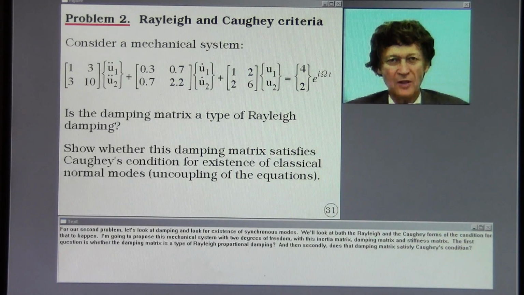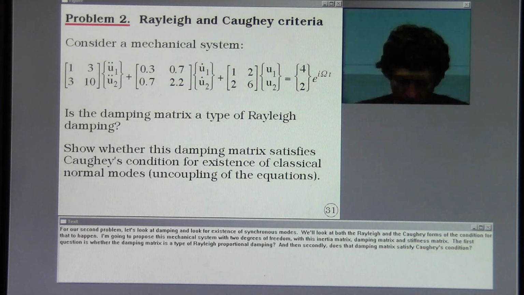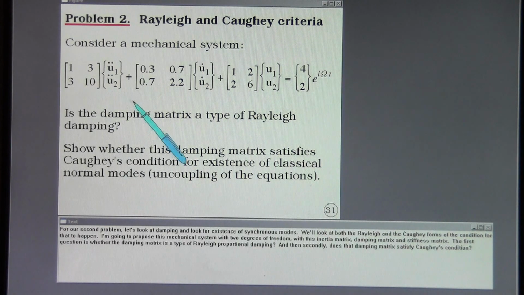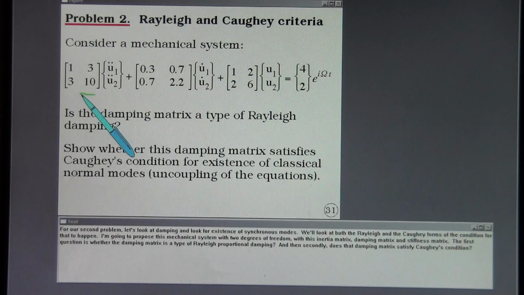For our second problem, let's look at damping and look for existence of synchronous modes. We'll look at both the Rayleigh and the Caughey forms of the condition for that to happen. I'm going to propose this mechanical system with 2 degrees of freedom with this inertia matrix, damping matrix, and stiffness matrix. The first question is whether the damping matrix is a type of Rayleigh proportional damping. And then secondly, does that damping matrix satisfy Caughey's condition?